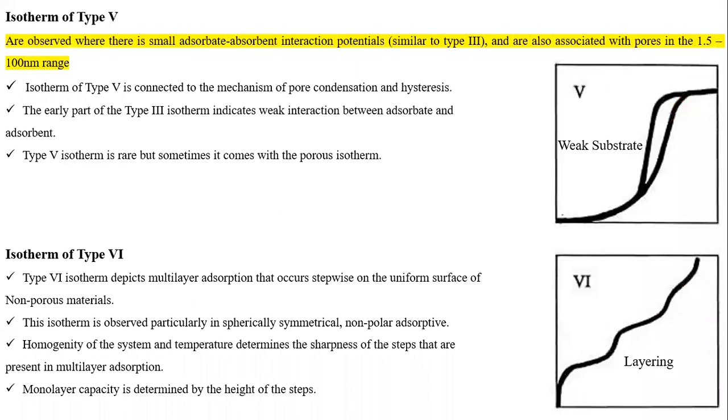So this is type 4. Now we have type 5. Again, in case of type 5 isotherms, we have a hysteresis loop here. So these hysteresis loops again occur due to capillary condensation.